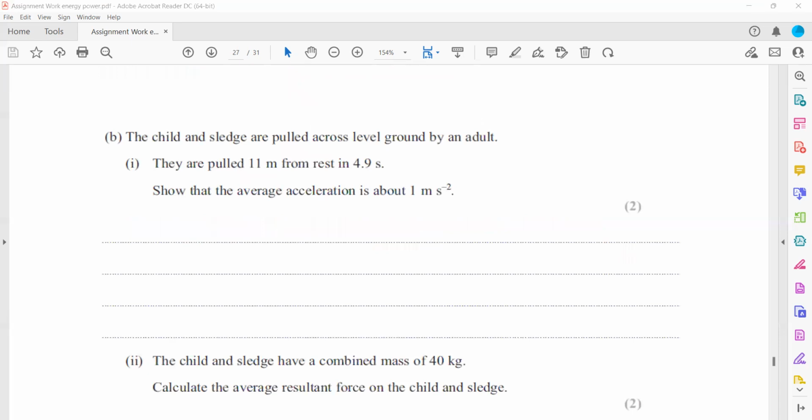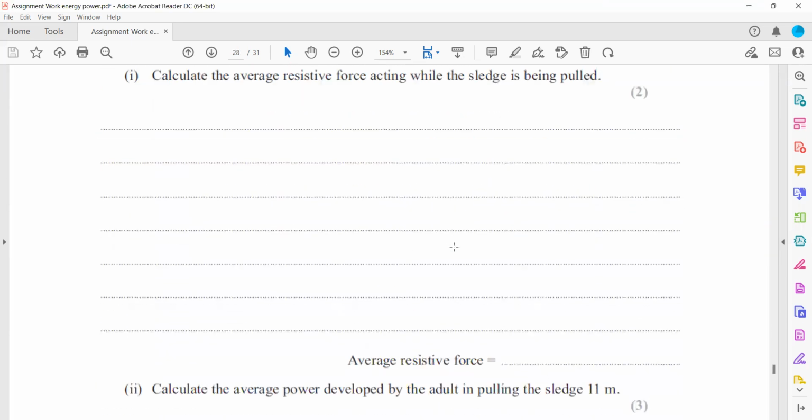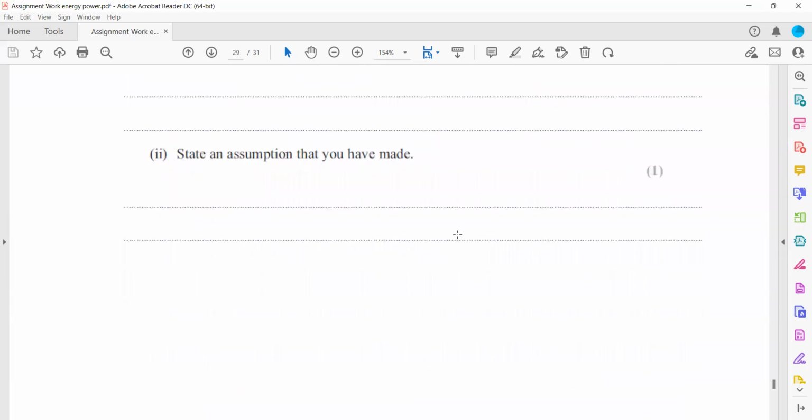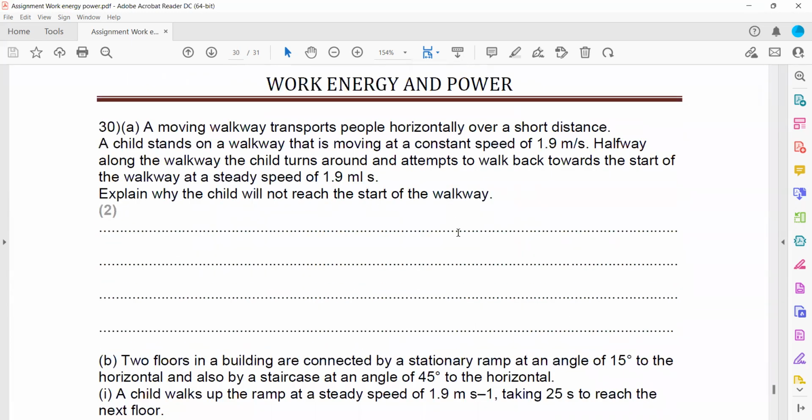Then the last one is question 30 part A. A moving walkway transports people horizontally over a short distance. A child stands on a walkway that is moving at a constant speed of 1.9 meters per second. Halfway along the walkway, the child turns around and attempts to walk back towards the start at a steady speed of 1.9. Explain why the child will not reach the start of the walkway.